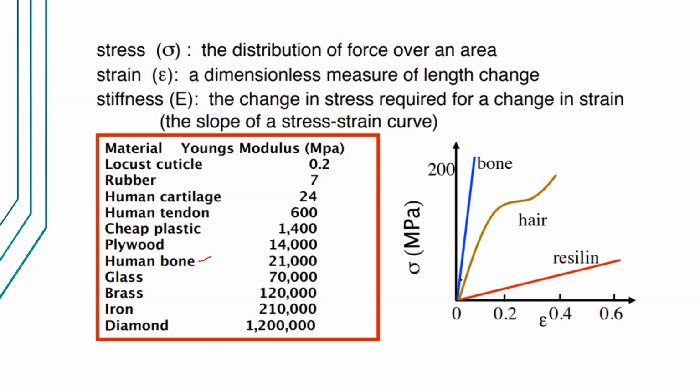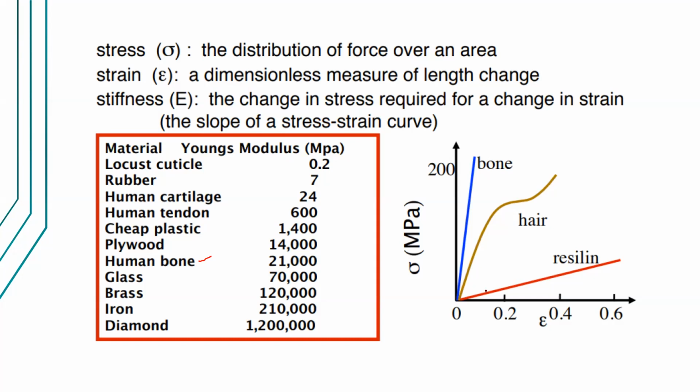Some biological materials have their plots of stress and strain illustrated here: bone, hair, and resilin. As you can see, bone has a high slope, therefore a high Young's modulus, so it's very stiff. Hair is pretty stiff as well. It is said that the combined hair of a whole head could support 2 tons of weight, equivalent to 2 adult elephants.